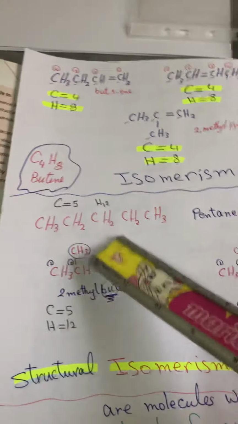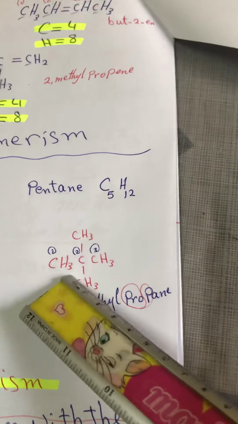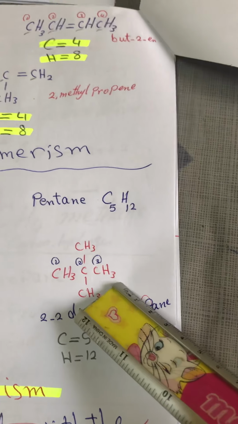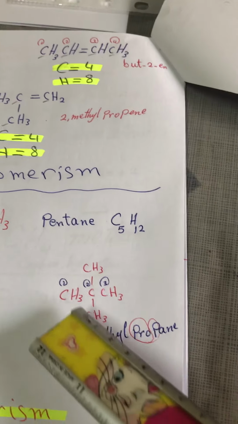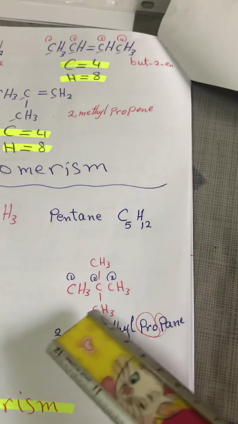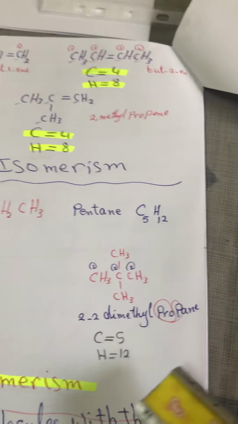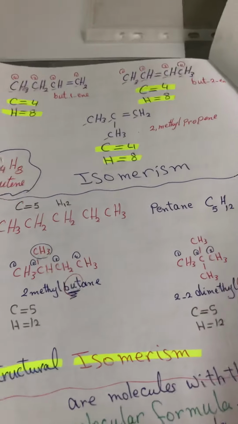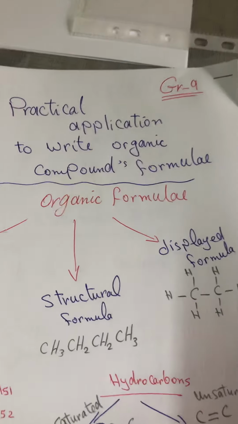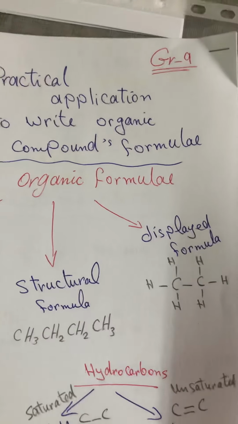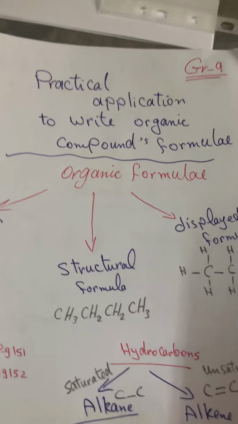Also isomers because they contain the 5 carbons and the 12 hydrogen. Here count the long chain 1, 2, 3, so prop, and I have 2 methyl groups, so 2,2-dimethyl propane. This all thing I want from you in chapter 18, and today was a practical application to write organic compounds formula. Thank you, best wishes.